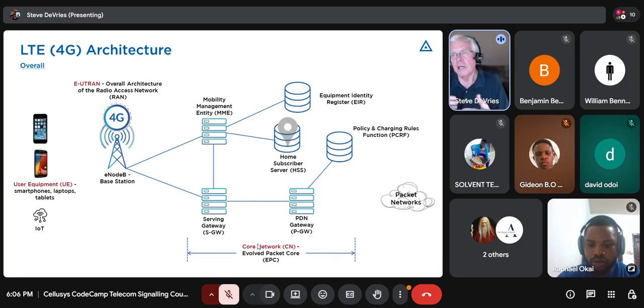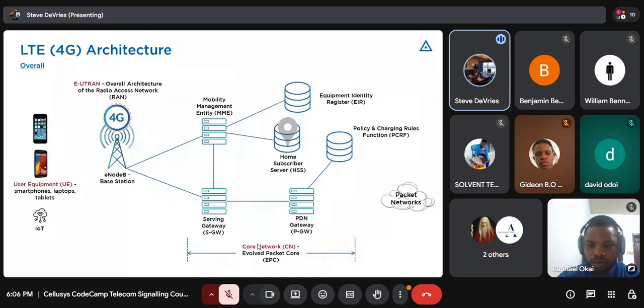It communicates with the legacy equipment identity register. Remember, the equipment identity register houses your hardware identity, and that's called your IMEI, your International Mobile Equipment ID. That's like the hardware identity of your mobile phone.